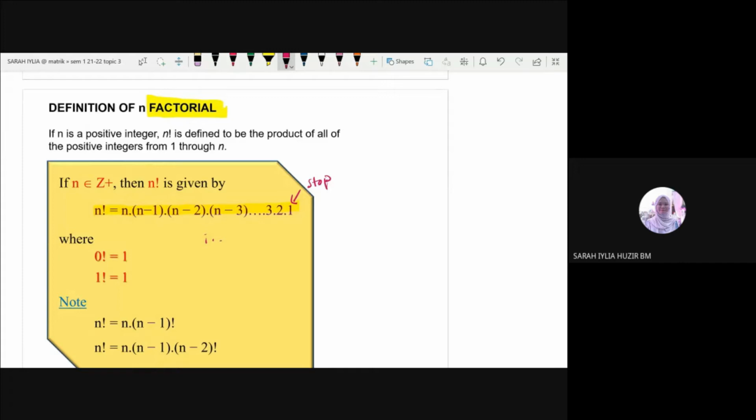For example, let's say saya ada 3 factorial. So dia akan jadi 3 times 2 times 1. Stop dekat 1. Okay. Nak cari 3 factorial biasanya orang tekan calculator je. But then you must know how to open up the factorial in case yang keluar tu bukan nombor. Yang keluar tu contohnya saya bagi A factorial. Mana nak tekan A dalam calculator kan? So awak kena tahulah A factorial is basically A, A minus 1, A minus 2. Nombor tu akan berkurang satu-satu. And last one dia akan stop dekat 1. Okay. That is about factorial.